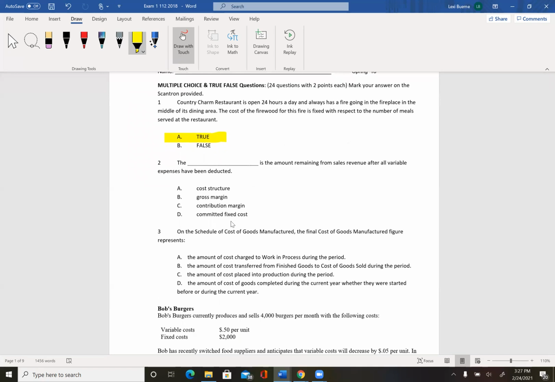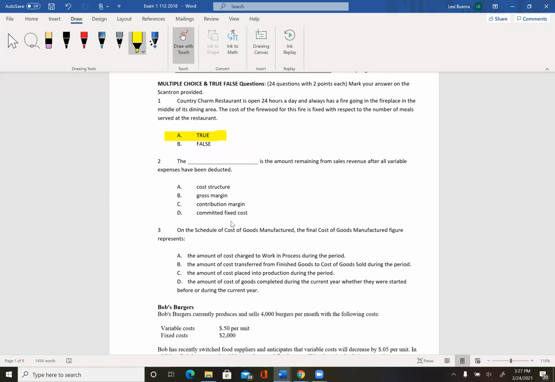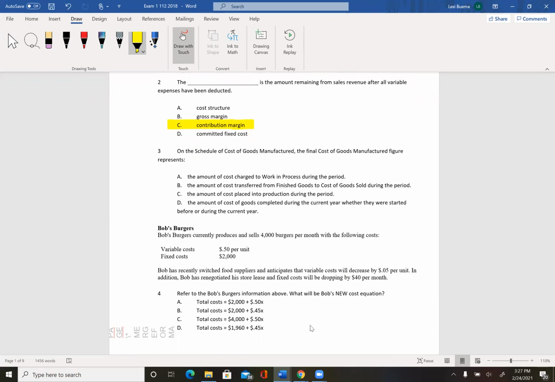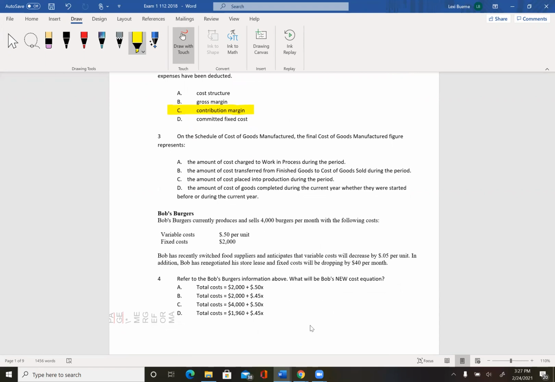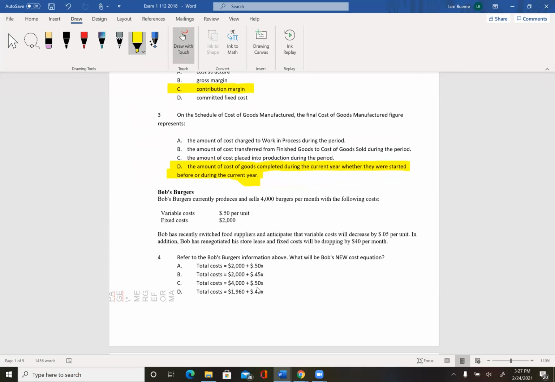And then for 2, the blank is the amount remaining from sales revenue after all variable expenses have been deducted. That is contribution margin. That's just the formula. So that's going to be left after sales revenue minus variable expenses gives you the contribution margin. 3, on the schedule of cost of goods manufactured, the final figure represents, that's going to be D, the amount of goods completed during the year, whether they were started before or during. So the final cost of goods manufactured is the cost of goods that are completed, no matter if they were started before or during.